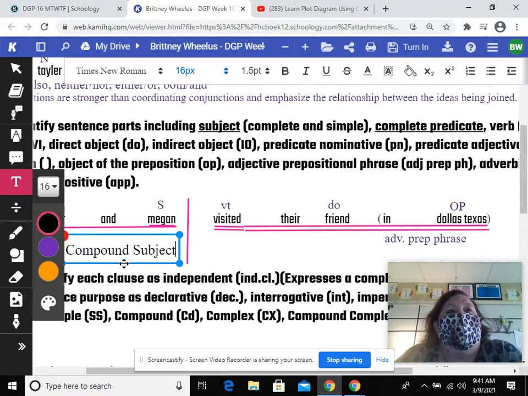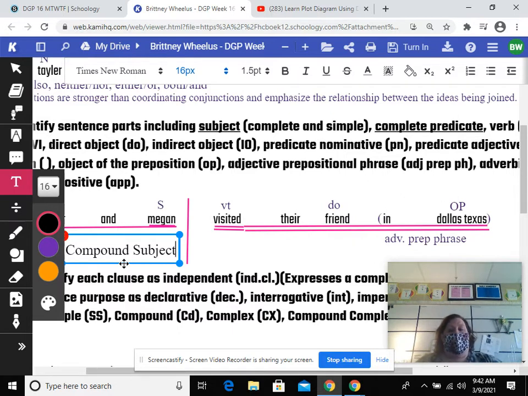Now, do you have a prepositional phrase in this sentence? Yes. All right, in Dallas, Texas. So you need to put parentheses around in Dallas, Texas. Then we have to identify our object of the preposition. The object of the preposition is always going to be a noun or a pronoun in your prepositional phrase. What would be the object of the preposition in Dallas, Texas? Dallas, Texas is your OP.